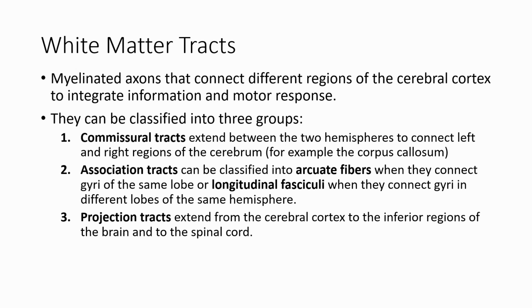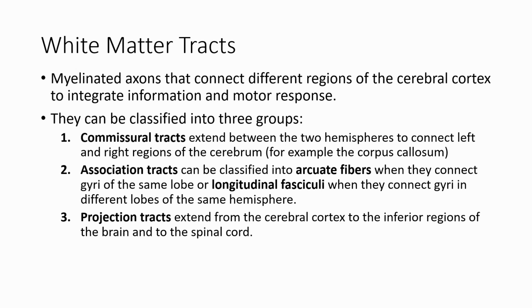And so we can have three different groups of these tracts. The commissural tracts extend between the two hemispheres, so we're connecting left and right. The corpus callosum is an example of that. We have association tracts. These connect the gyri of the different lobes in the same hemisphere. And then projection tracts, where we're extending from the cerebral cortex to other regions of the brain or to the spinal cord.